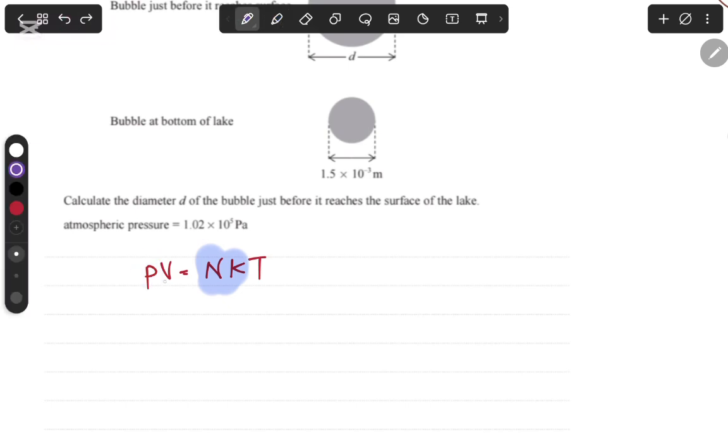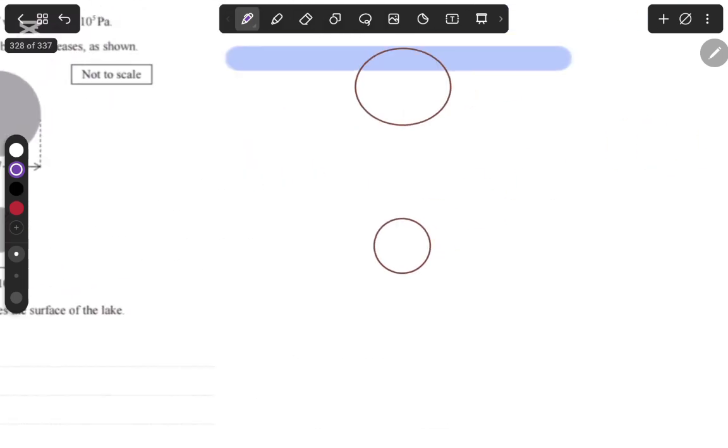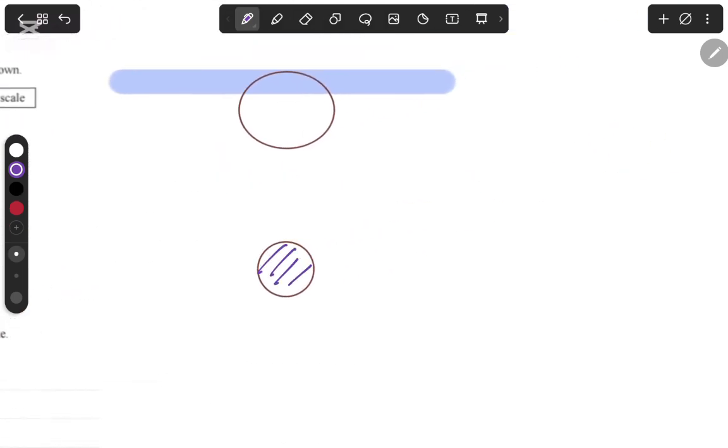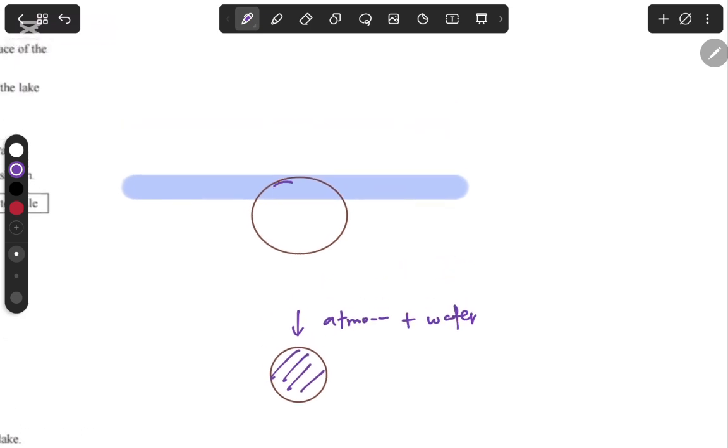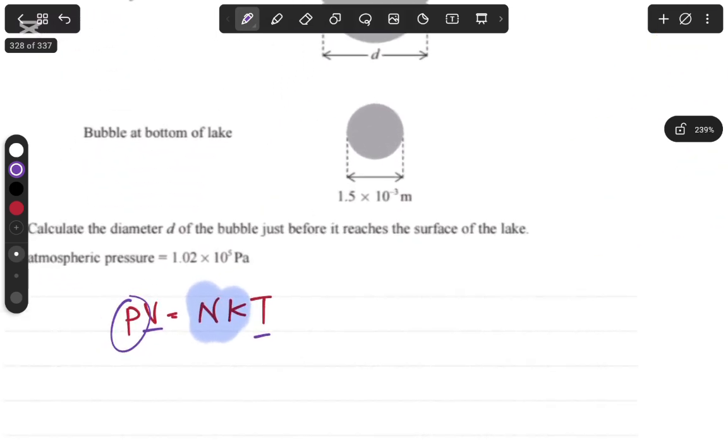We already know that V, the volume, and the temperature both are going to be changing, and the pressure will be changing too. The reason is at the bottom of the lake, we're going to have the pressure due to the atmosphere, so the atmospheric pressure, plus the pressure due to the depth of the water. At the surface, there is going to be no pressure due to the depth of the water. When the bubble reaches the surface, there is only going to be pressure due to the atmosphere. So there's only going to be the atmospheric pressure. There's no longer any depth of water, so no longer is there going to be any pressure due to that. Okay, so we have to be very careful with that.